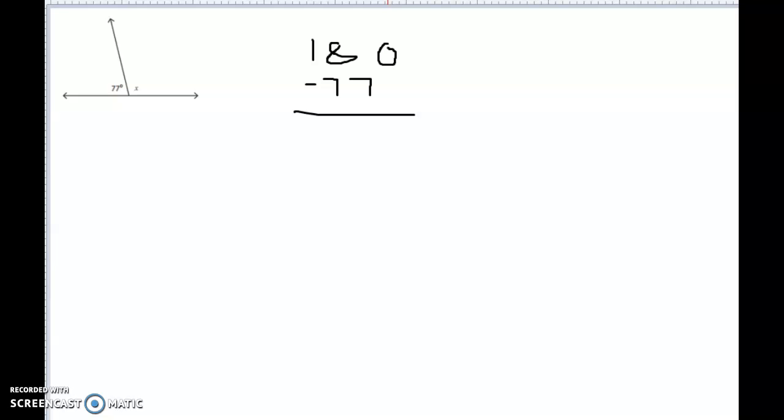So this first angle is a supplementary angle. That means it's 180 degrees because see this here? This is a straight line. So we have 77 for one side and x for the other. So we want to know what is 180 minus 77. I'll give you a minute to figure out your answer.